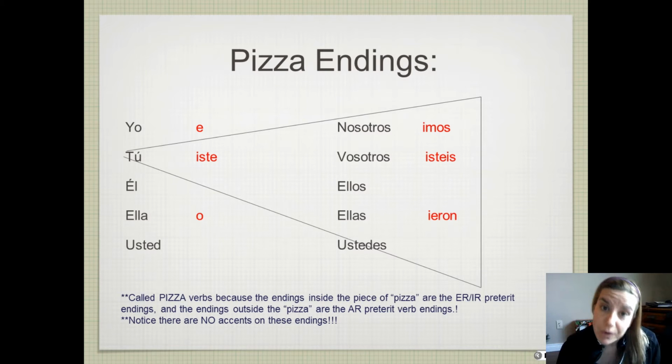The two endings that are outside of the slice of pizza, the yo and then the él, ella, usted form, are the AR endings. So aste, ó, amos, asteis, aron. So the yo ending and the él, ella, usted ending are from the AR verb endings in the preterite tense. And inside the pizza, the tú, nosotros, vosotros, ellos, ellas, and ustedes forms are all from the ER and IR verbs in the preterite tense. So the triangle is just like an image to help you remember that the endings on the inside are from ER and IR, and the endings on the outside are from AR. So that's why they earned the name pizza verbs.